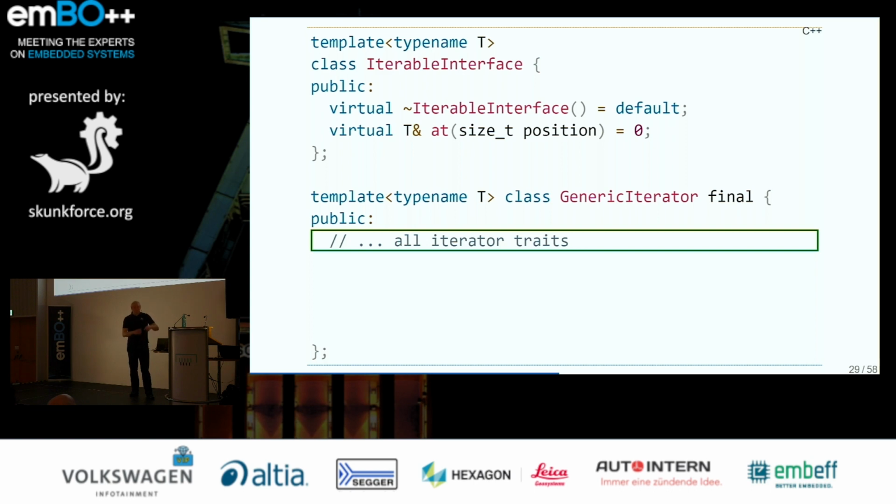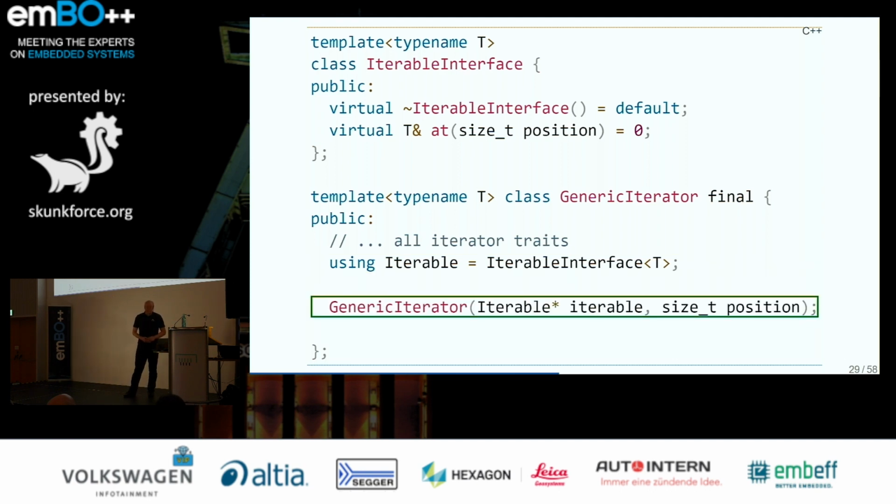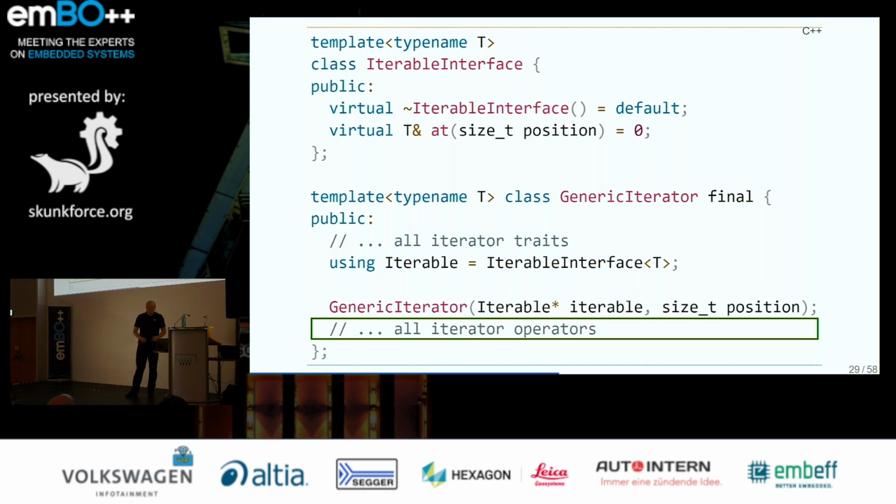I don't want to show you everything, but I hope you get the idea. The iterable is just derived from type T, and we store a pointer to the iterable, so we can call the add method, and a position. Then you add all the other iterator stuff. So we have a pointer and the position as members here in the generic iterator.